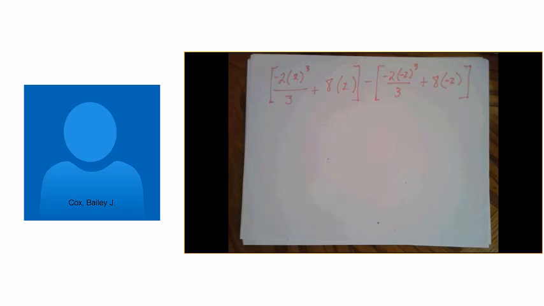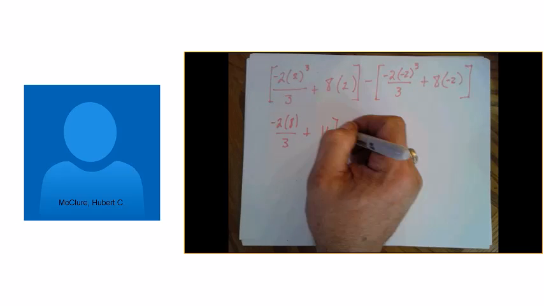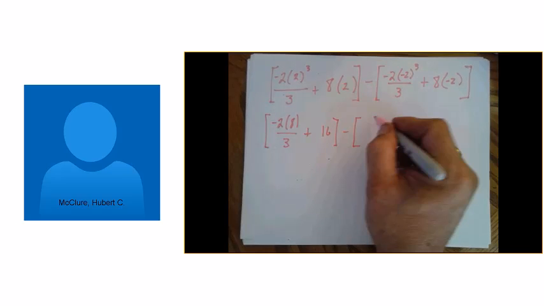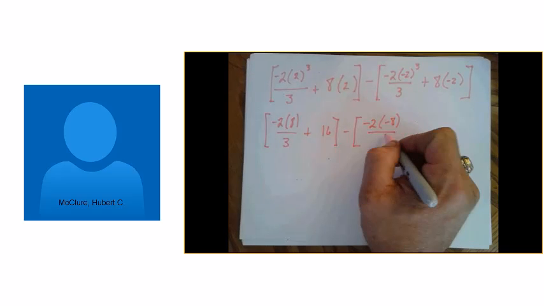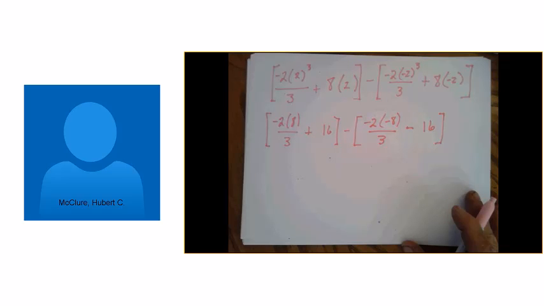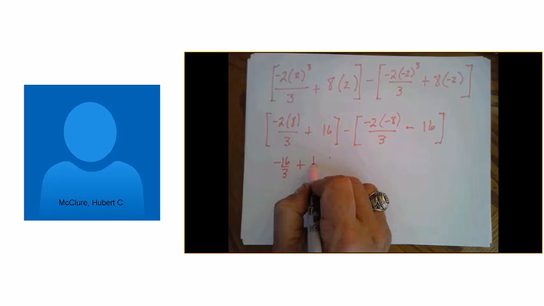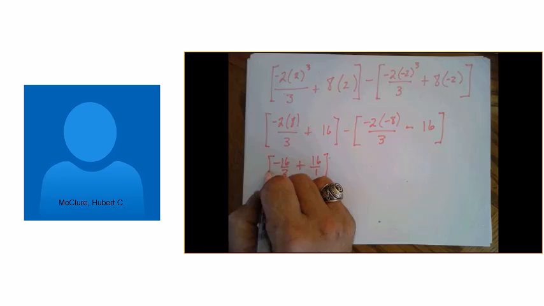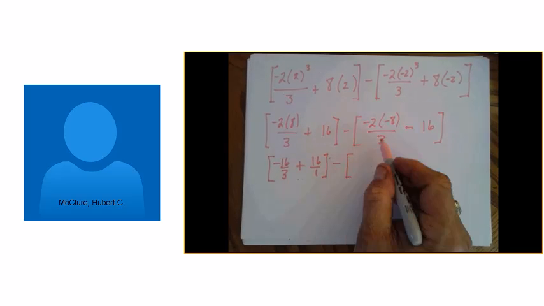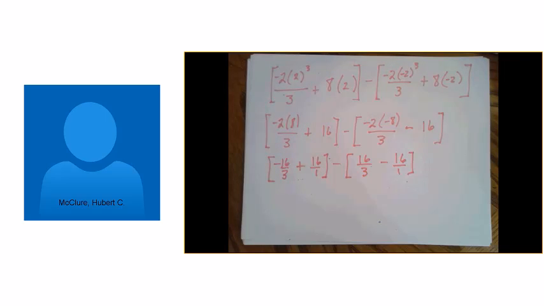All right, so 2 to the third power is 8. So that's negative 2 times 8 over 3 plus 16, close brackets, minus negative 2 times negative 8 over 3 minus 16. Now you're going to notice I'm going to do these step by step. And there's people that try to do all this in one step and they end up getting it wrong. So negative 16 over 3 plus 16 over 1 minus bracket, that'd be 16 over 3 minus 16 over 1.